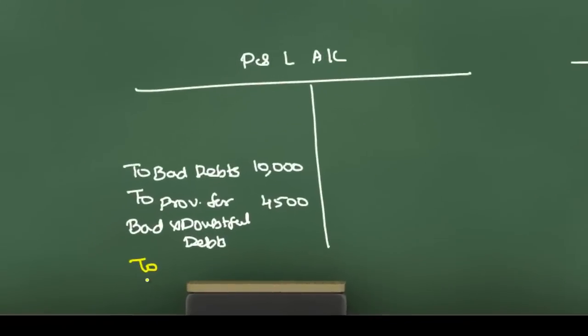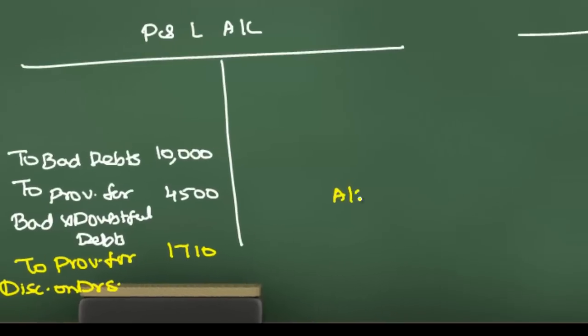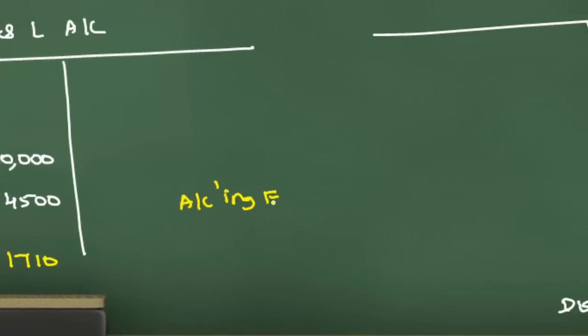So we'll write to profit and loss account. I mean, it will find a place in profit and loss account in the name of provision for discount on debtors. So to provision for discount on debtors. And what is the amount? It is 1,710. And what is going to be the real accounting entry for this? I have space here, so I'll write accounting entry, or say adjustment entry, for this provision for discount on debtors.